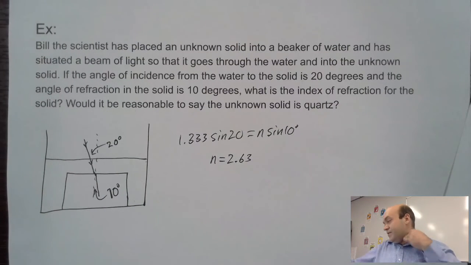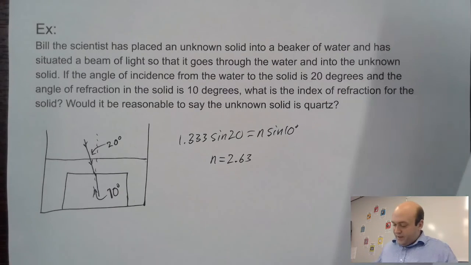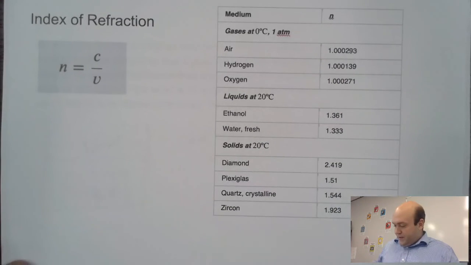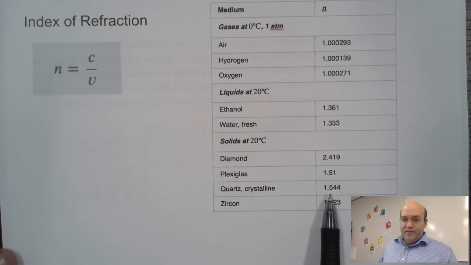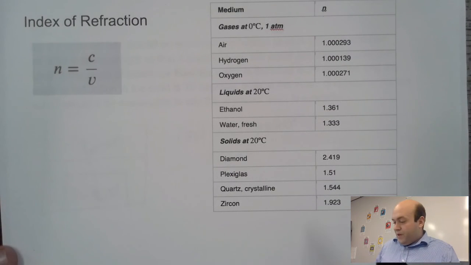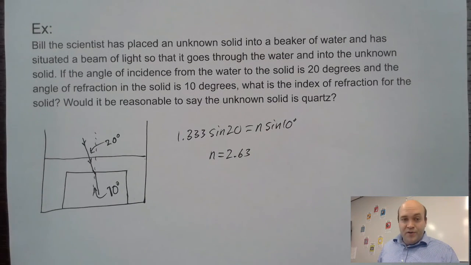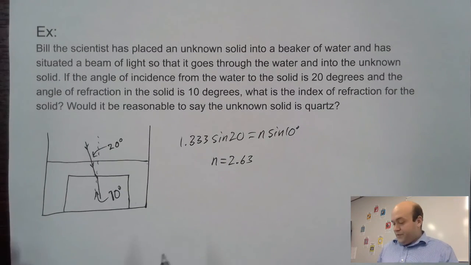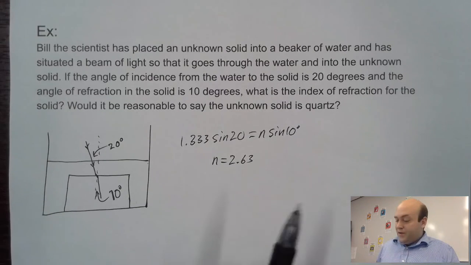So we asked the question, would it be reasonable to say that this unknown solid is actually quartz? If we look at our table, our index is 2.63. Quartz is 1.5. So no, definitely not quartz. That is far enough away that we can be pretty sure that it's not quartz, depending on our experimental setup. But if we trust this number, definitely not quartz.